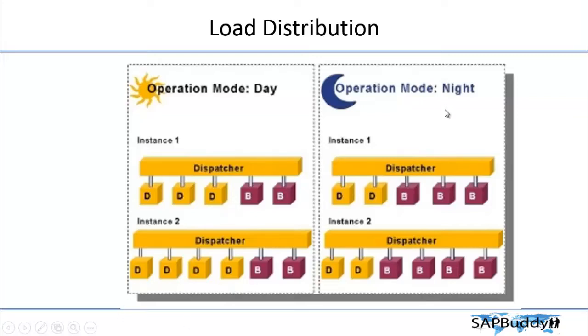In the night time, when we use this operation mode, we can switch. You can have more background work process in the night time and fewer dialog work process. Similarly, in instance 2 we can also have more background work process and fewer dialog work process. So this is called operation mode. Using this operation mode, you can distribute the load between daytime and nighttime. This is a very interesting concept for load balancing or load distribution in your ERP system.